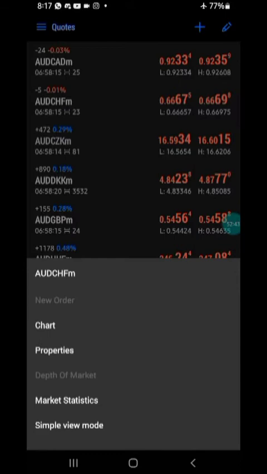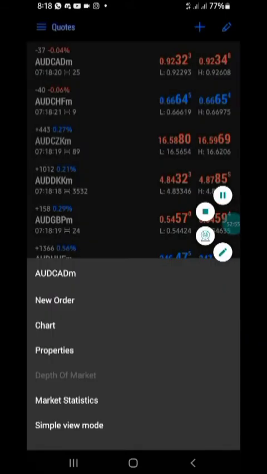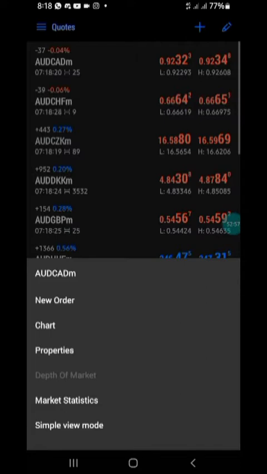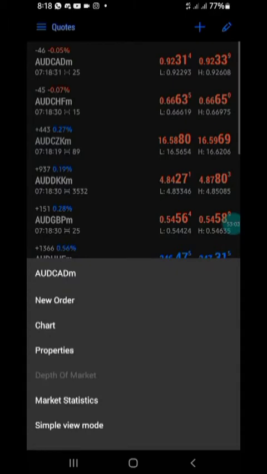But then I will have to switch on my data so that the new order and depth of market are not highlighted. That means it's not functioning because my data is switched off. You need internet for it to come up. So I'll switch on my data right now. Okay, you can see the new order has come up at this point. So whenever you click on a pair, this is what you have.